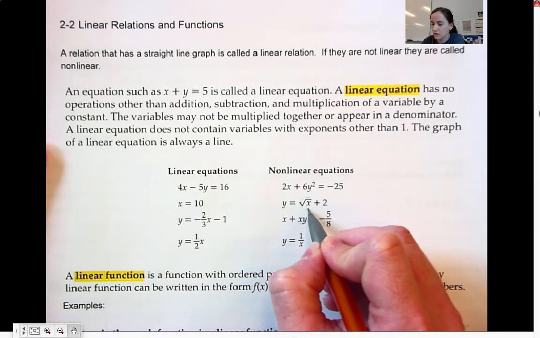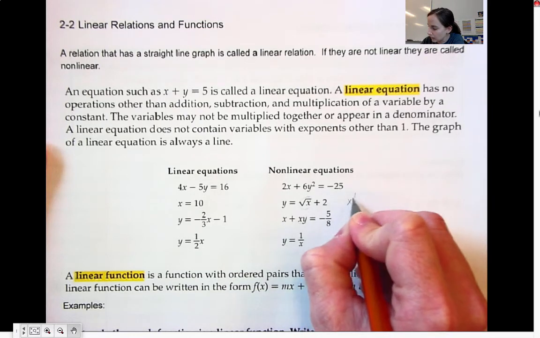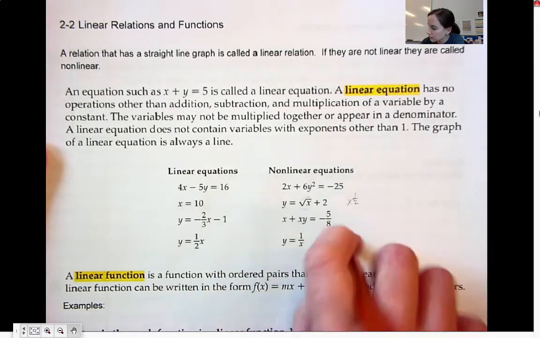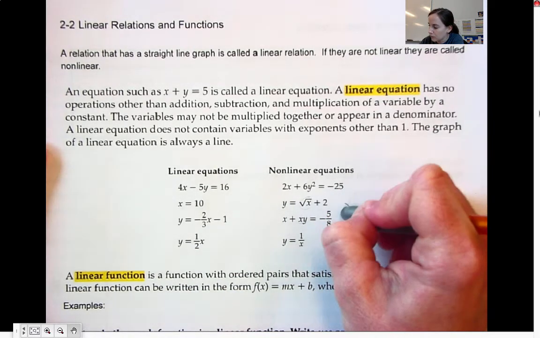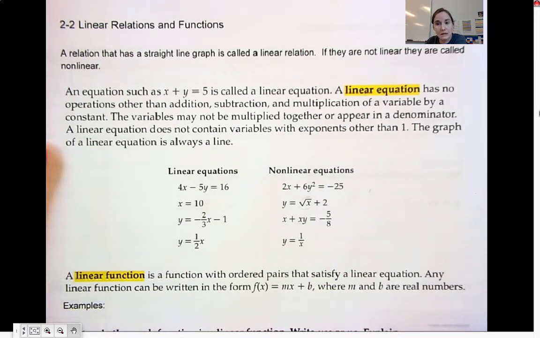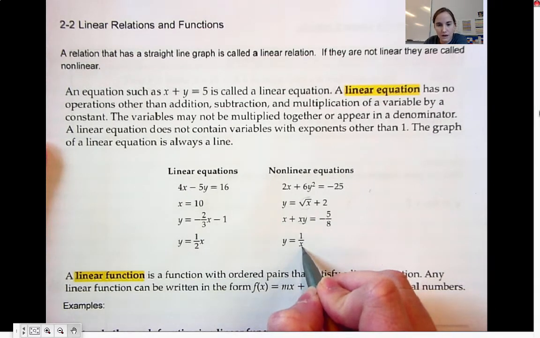This particular example, if you rewrote it with its exponent, it would be x to the 1/2 power. That's what creates the square root of x. So x to the 1/2 power, that's not a value of 1, so it cannot be linear. It's not called linear. And then here we also can't have our variables in the denominator.